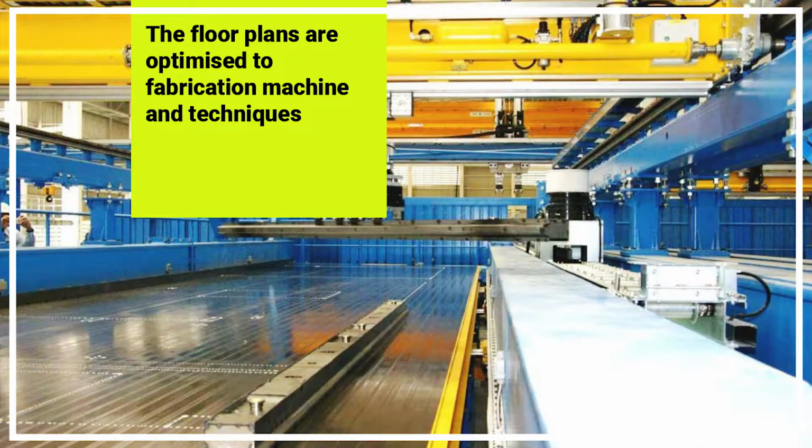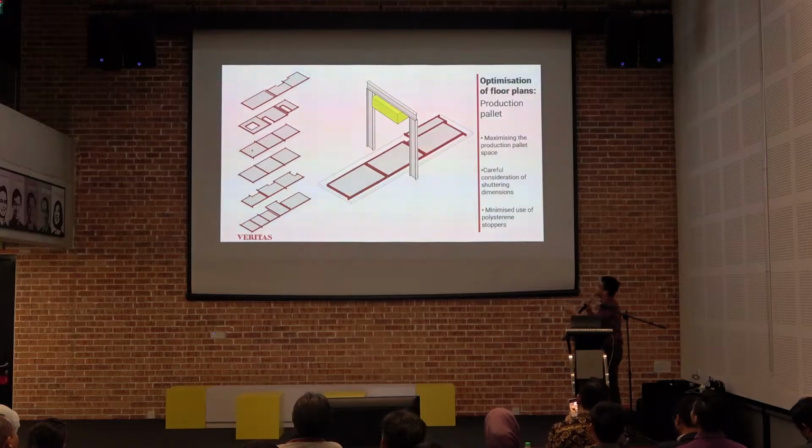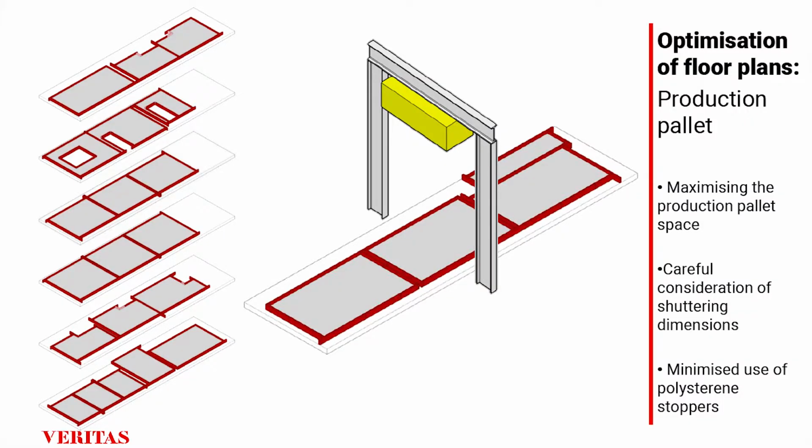So the floor plans are optimized to the fabrication machines and techniques. What do I mean by that? If you've never been to a precast factory, it has a big plate, and then it has this concrete spewing machine, and these red things are shutters. These shutters are placed on the plates, creating a kind of border, and then the concrete is thrown in, creating a pool of concrete that hardens and becomes the wall panels.